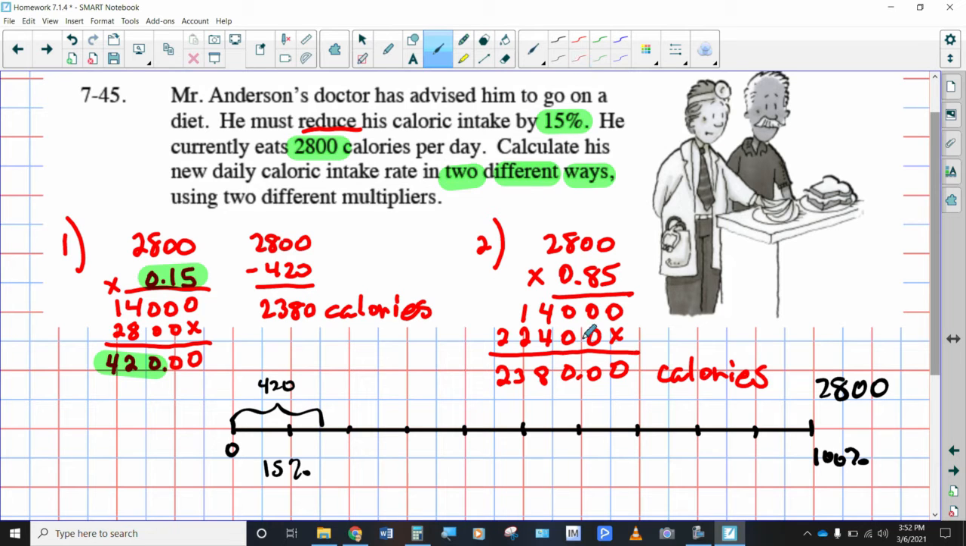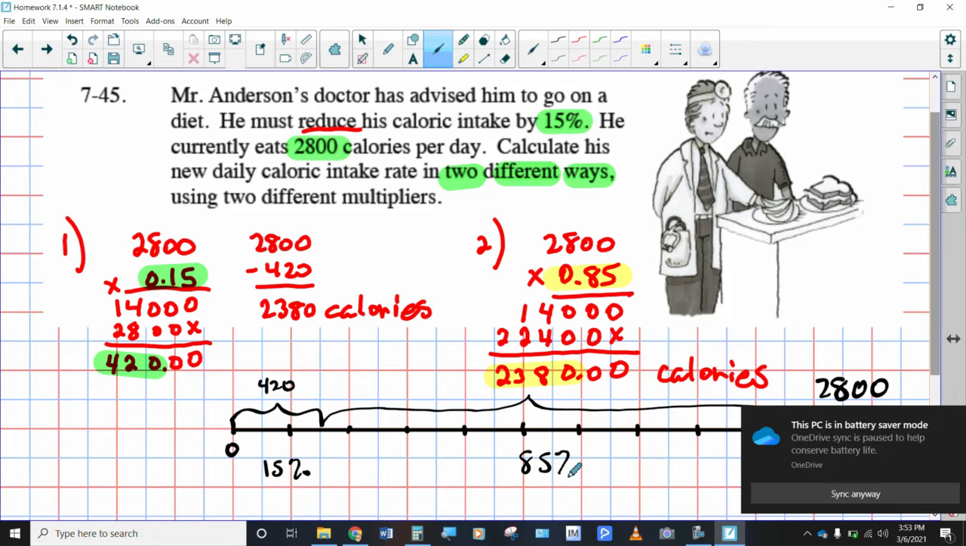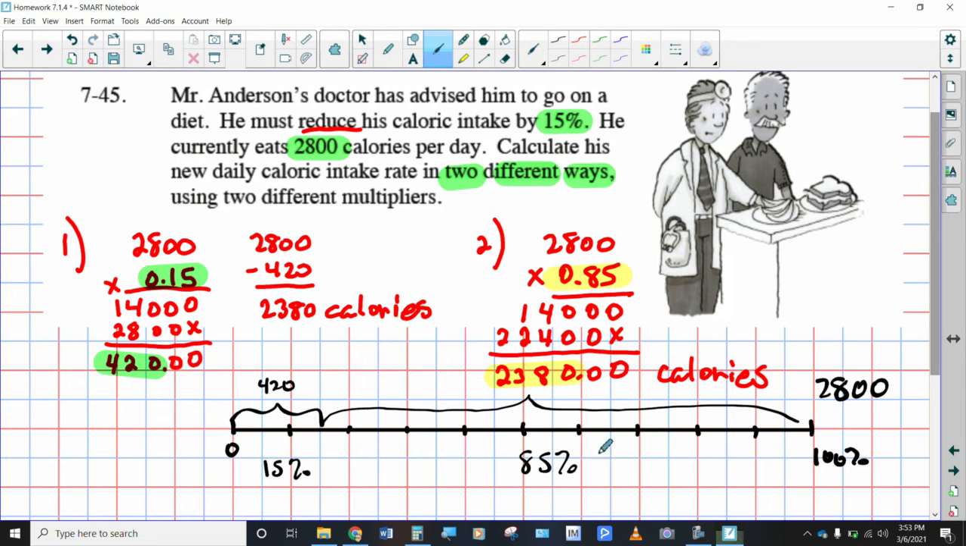If we want to find how many calories he should consume now, after reducing 15%, then we want to find 85% of this total, which ends up being 2,380. So the quantity from here to here is 2,380, which represents 85% of what he normally would have been having per day, okay? So use two different scalars, one if you want to find the amount that he needs to reduce by, the other if you want to find the new amount.